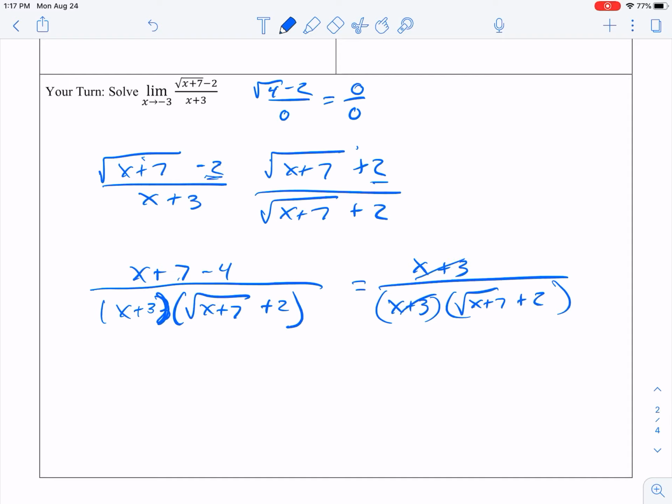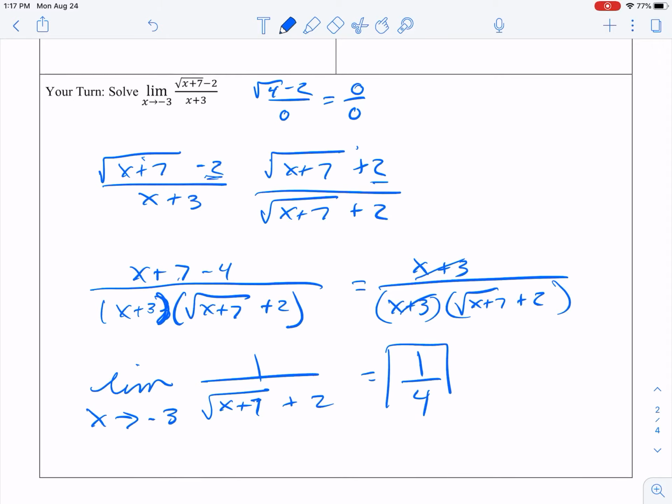These guys cross out. So now I've got the limit as x goes to negative 3 of 1 over square root of x plus 7, plus 2. Got to shorten that up a little bit, my square root only covers that. And you get square root of 4, which is 2. So 1 over 2 plus 2 is 4, and that's your answer. Not bad stuff.